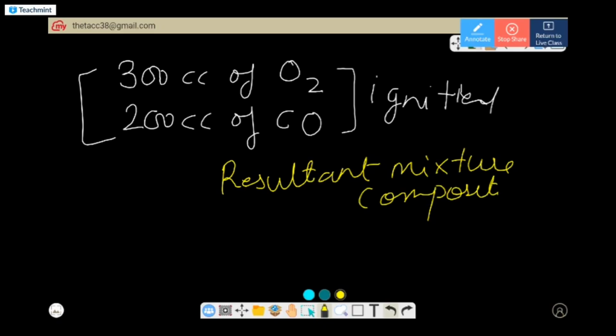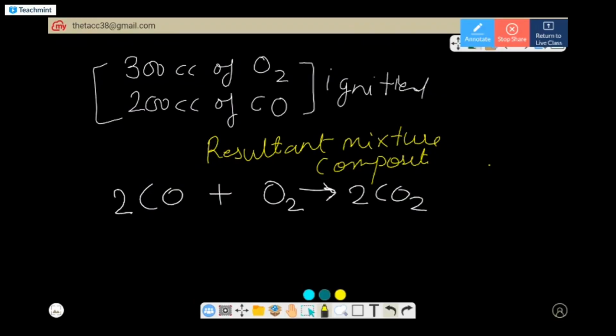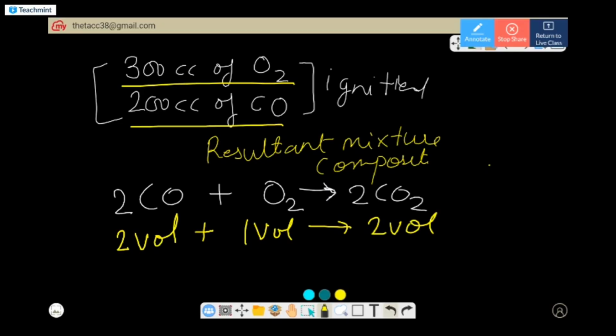CO plus O2 gives CO2. Correct. With balance, you should write 2 CO plus O2 will give you 2 CO2. Okay, 2:1:2. Correct. 2 volumes, 1 volume, and 2 volumes. That is 200 cc of CO. Okay, correct. It will be 200 cc.